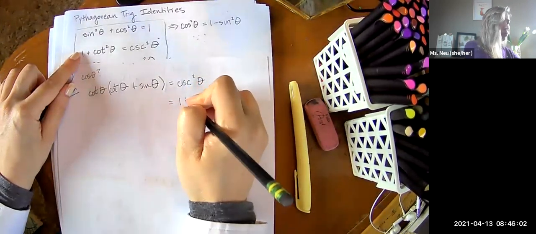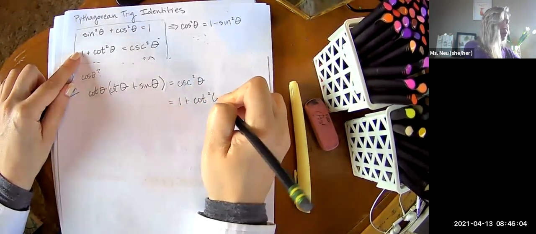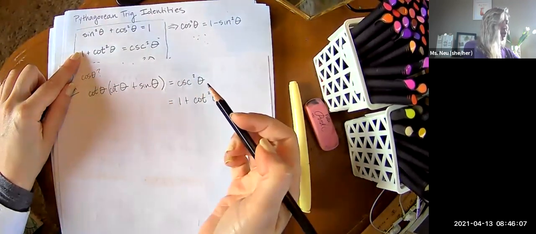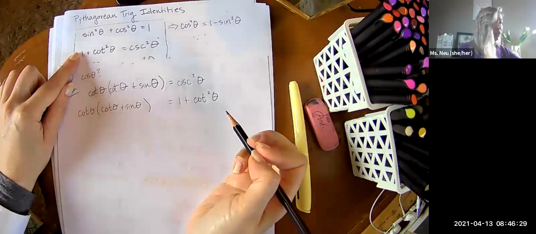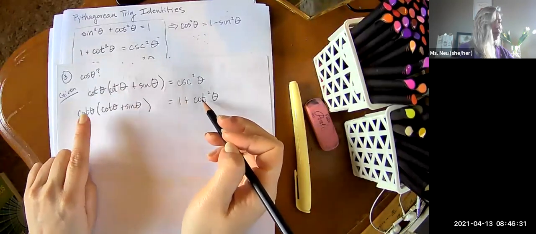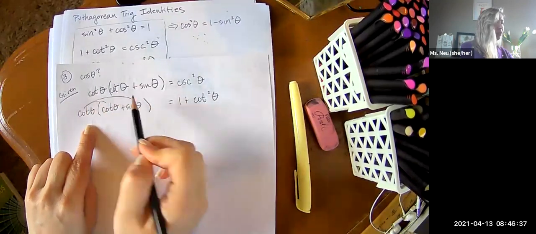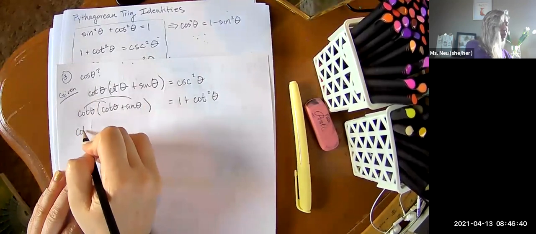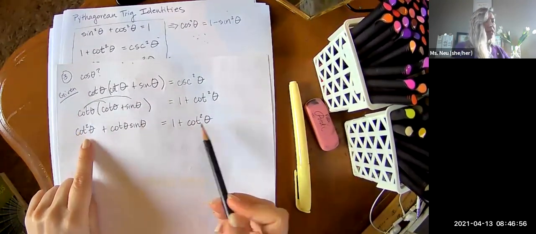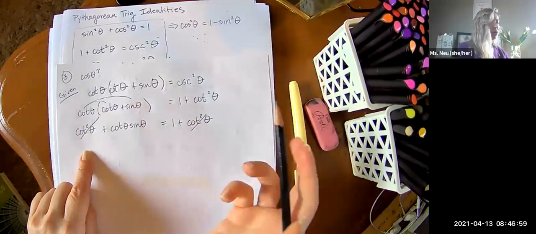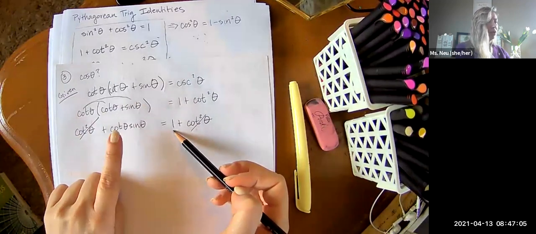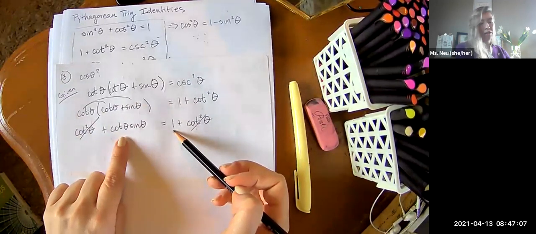So this is 1 plus cotangent squared theta, and I really want things to cancel and go away, and I notice this one's squared, so I'm going to distribute this and do the multiplication. Good. So now when I subtract these from both sides, they are going to go away. Whew, that worked out. I was kind of nervous there. And then I'm just left with 1 equals cotangent times sine theta.